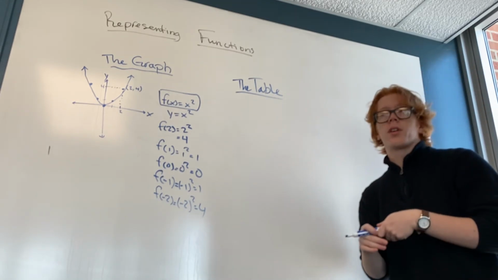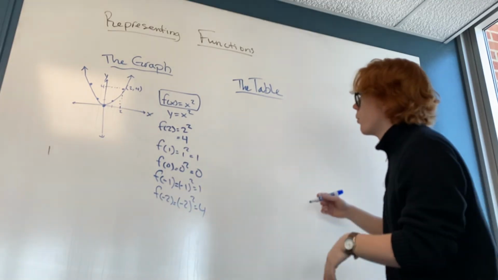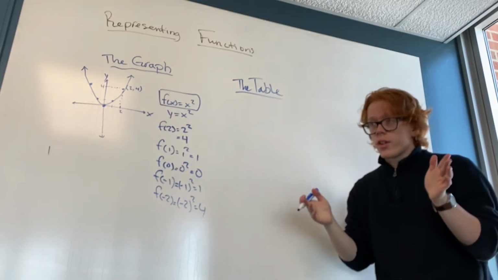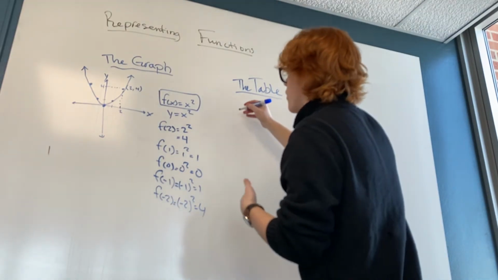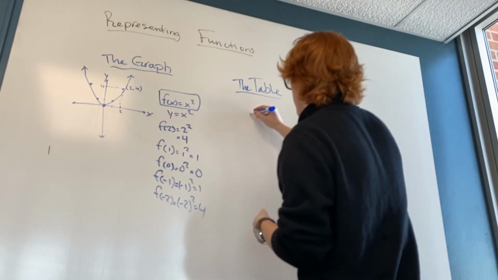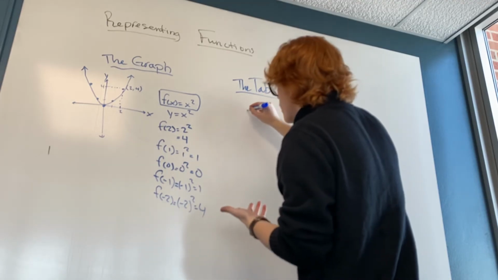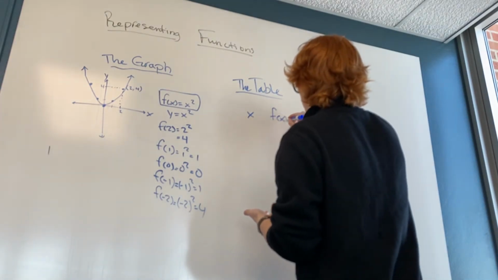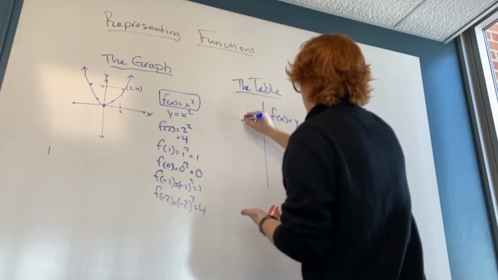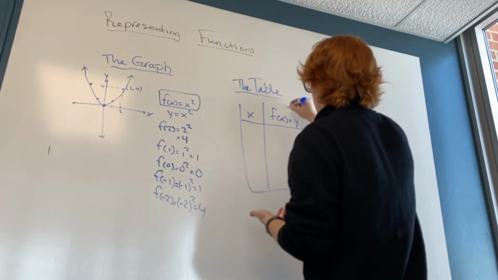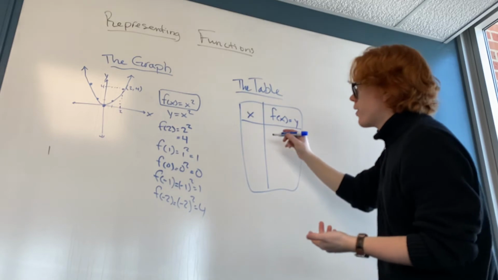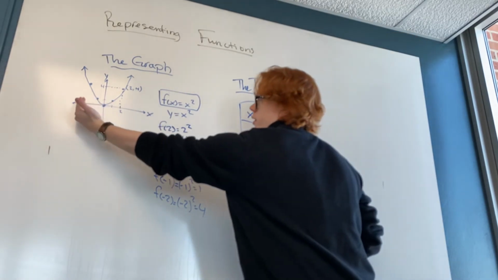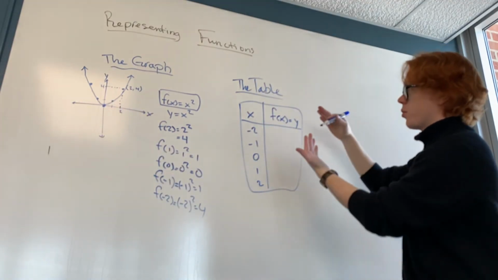It's also helpful if you have to find out what the function is. So tables are very customizable. Whatever you need is what you can make it. But a typical table, like in this circumstance, we'll just stick to this. I personally start with x, and then f of x, which is equal to y. And then you just have -2, -1, 0, 1, 2, all of these values for x. And then you just plug it into f of x.